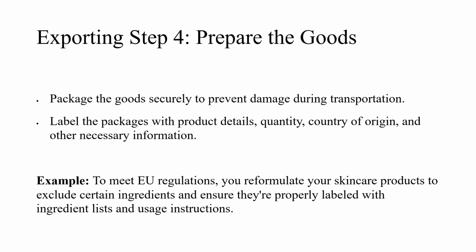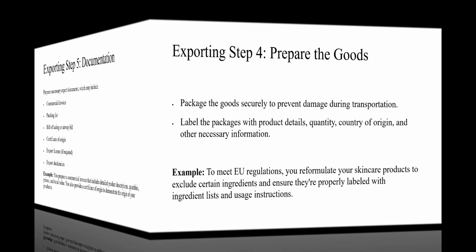Exporting Step 4, prepare the goods. Package the goods securely to prevent damage during transportation. Label the packages with product details, quantity, country of origin, and other necessary information. Example, to meet EU regulations, you reformulate your skincare products to exclude certain ingredients and ensure they're properly labeled with ingredient lists and usage instructions.